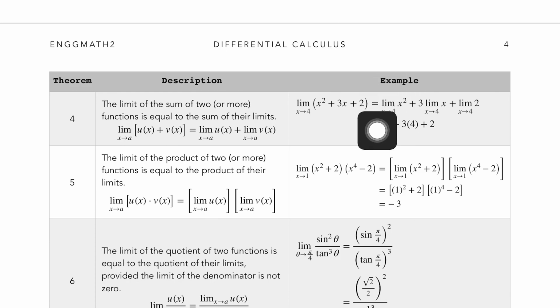So this one, function of 4, we have 4 squared, and then function of 4 with x, that is 3 times 4, and then the limit of a constant is equal to 2. So if we evaluate this one, that's equal to 30.